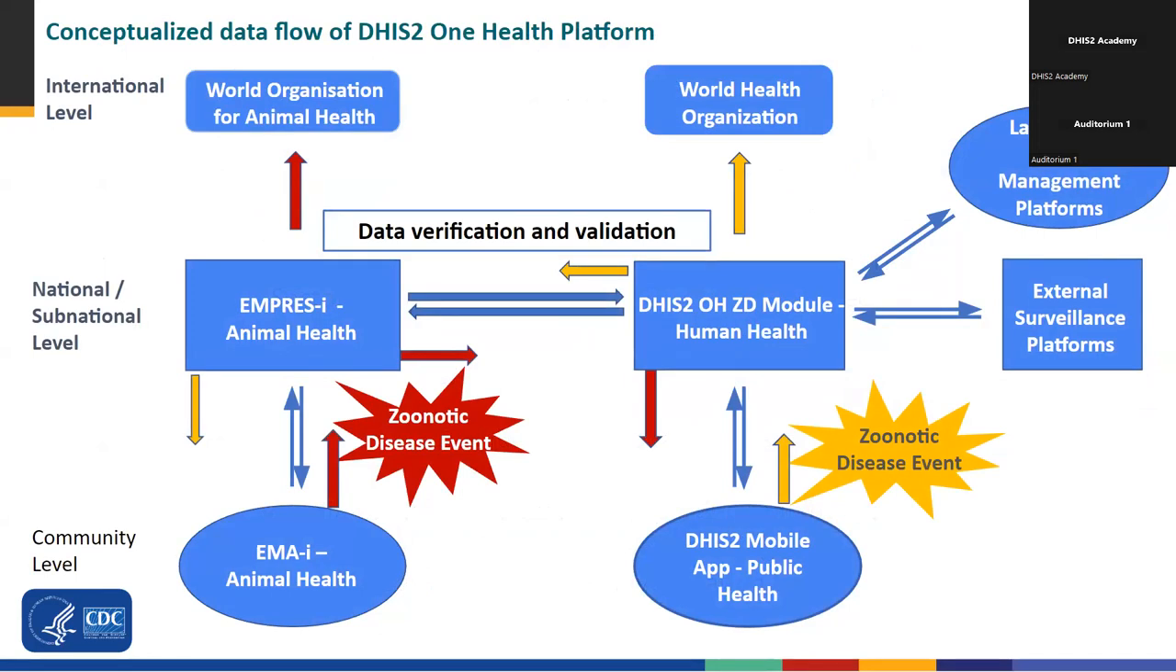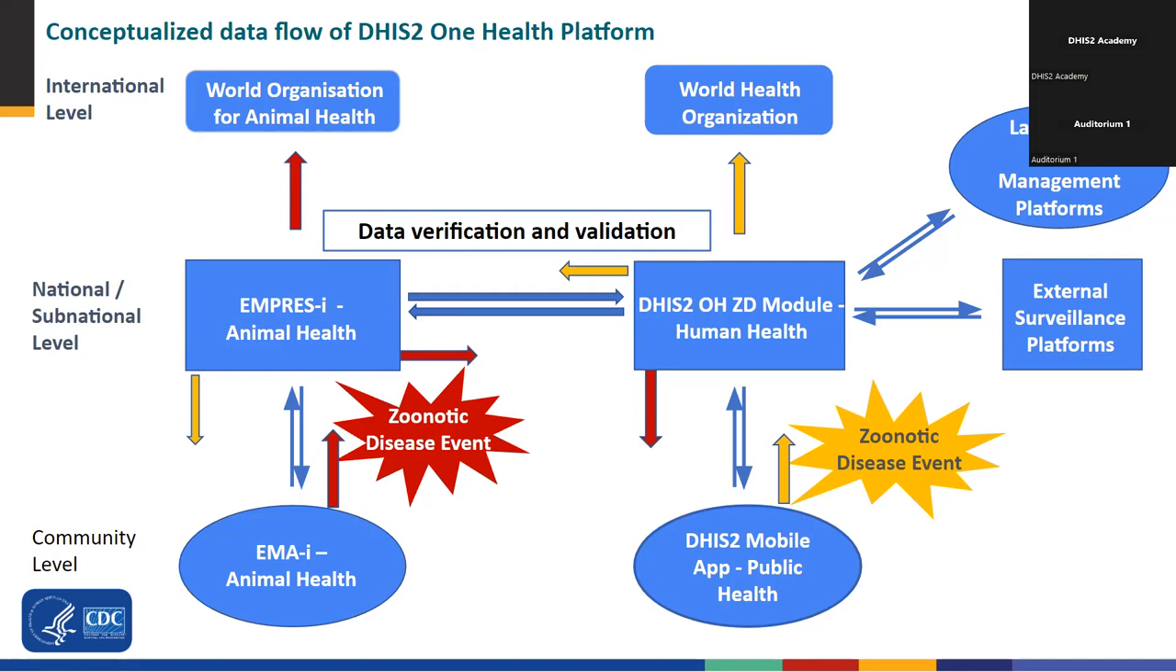So this is just a diagram to kind of visualize how this toolkit would fit into current surveillance infrastructures within a country. On the left, you have the animal health surveillance hierarchy, and I'll explain the tools here in a minute, but you may be familiar with EMPRES-i of the Food and Agriculture Organization. On the right, we have the human health sector and the public health sector. And you see in the middle at national level, we have the DHIS2 One Health zoonotic disease module. And this would fit into where DHIS2 currently fits in countries that use it. And the reporting mechanisms that would be here would be what is currently in a country.